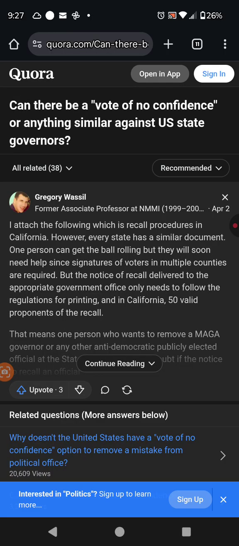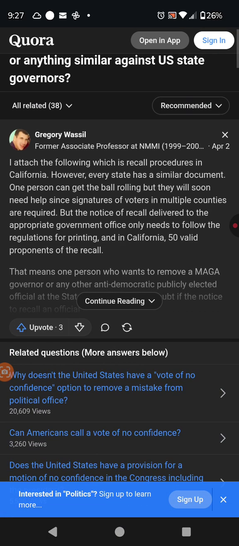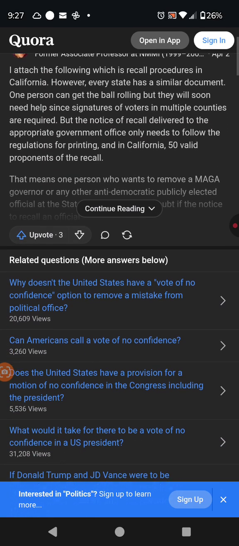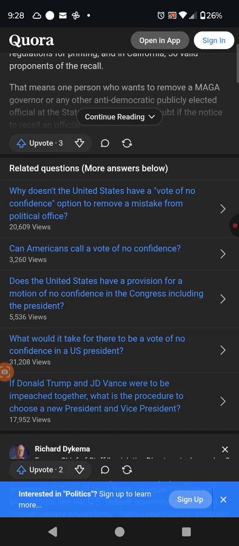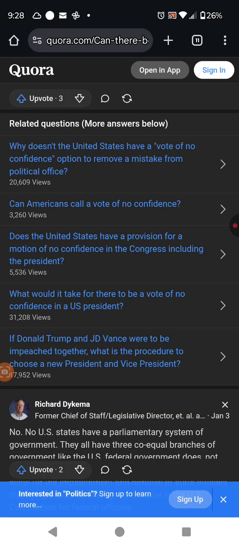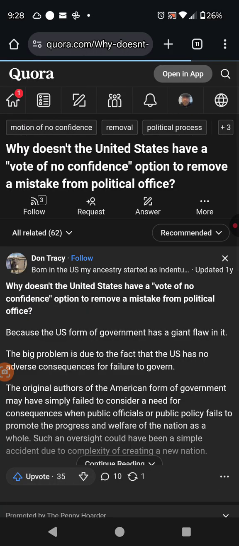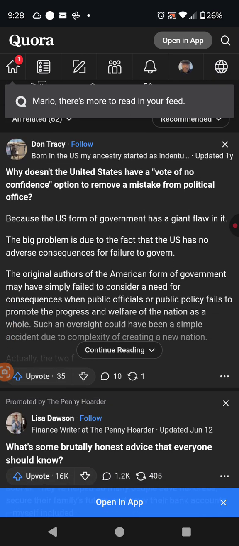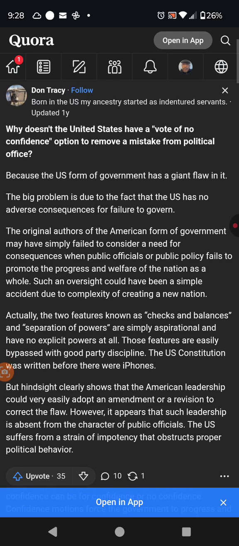Can there be a vote of no confidence or anything similar against U.S. state governors? I attach the following, which is the procedure in California. Every state has a similar document. Why doesn't the United States have a vote of no confidence option to remove a mistake from political office? Let's go there.